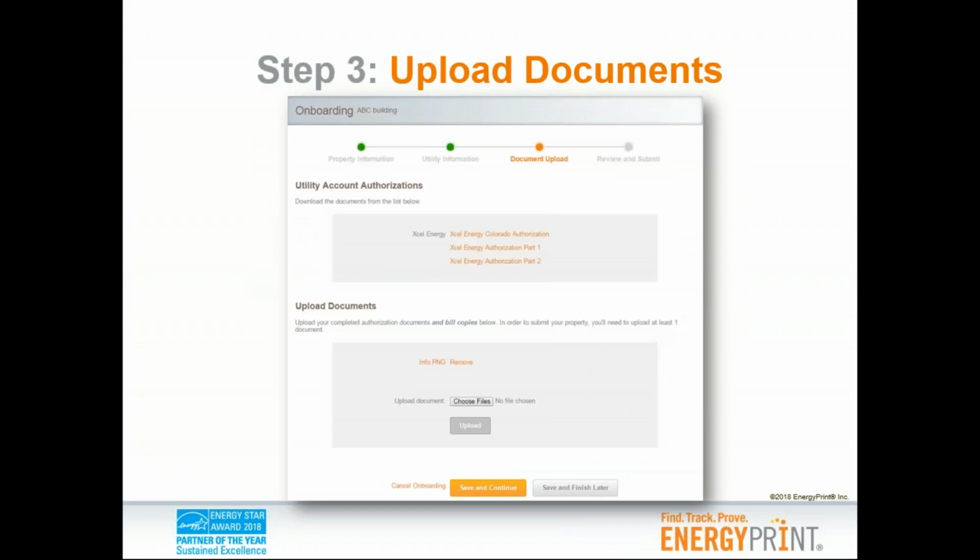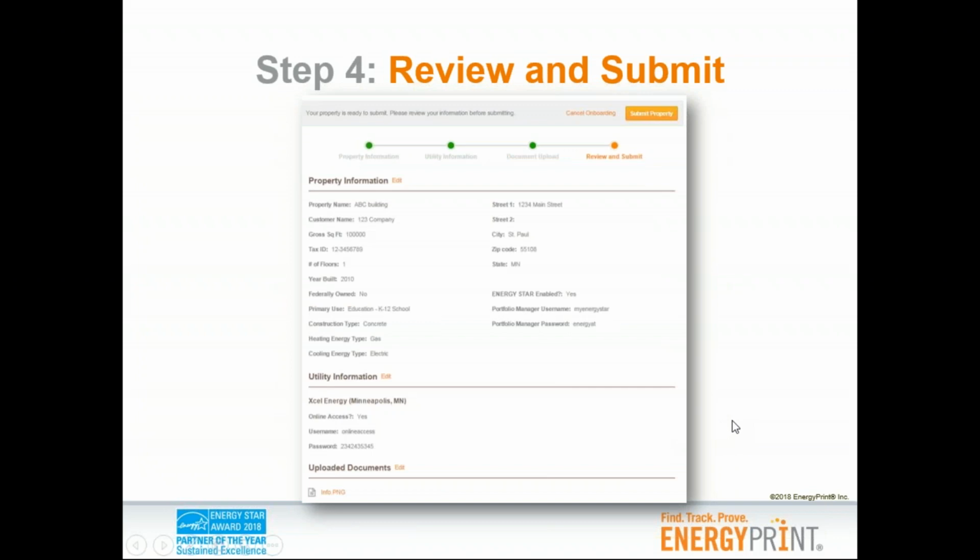And when you do continue, you'll land on the Documents page. As you can see, under Utility Account Authorizations, there are several forms listed, and these will appear based on the utility information that you put in on the previous page. Here, download these forms and have them in hand when you meet with your customers so that they can sign them for you. And then you can upload the documents here at the same page in the Upload Document section. This is where you'll also add your bill copies and then save and continue to review your information.